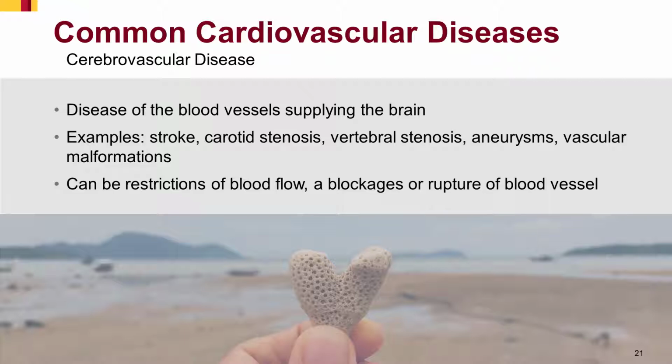Cerebrovascular disease is another category that affects blood vessels that supply the brain specifically. There can be restrictions in blood flow or blockages, or there can be a rupture of the blood vessels. Some examples of this would be stroke or aneurysms, sometimes vascular malformations.